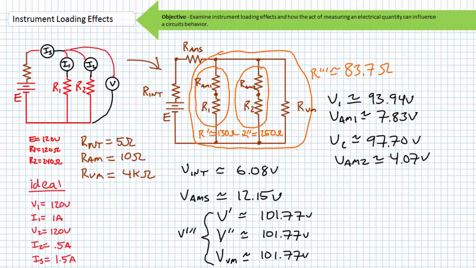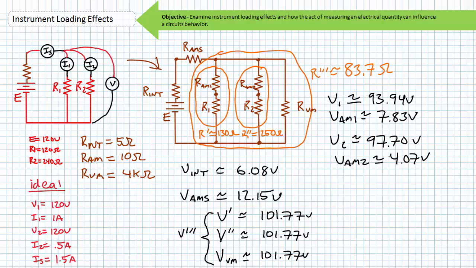Notice theoretically, voltage across elements in parallel should be the same. However, due to incorporating non-ideal instruments, notice that V1 is different than V2. The voltage across the two paths is still the same at 101.77 volts. However, voltage distribution within the two paths is ever so slightly different because of the non-ideal effects of the instruments.